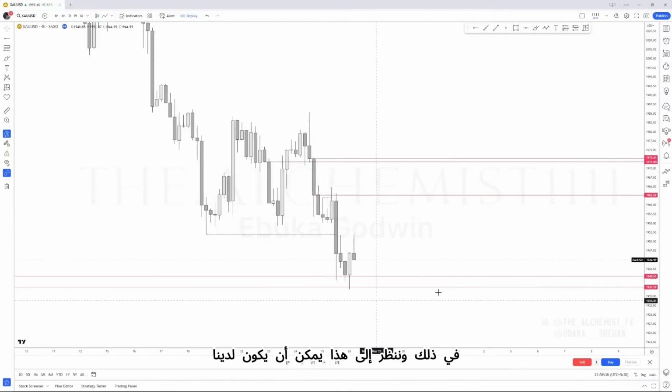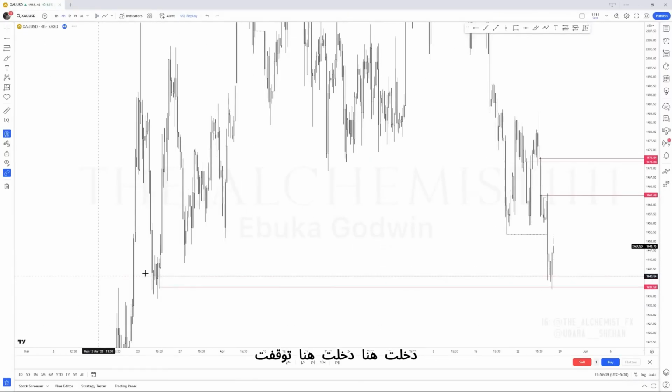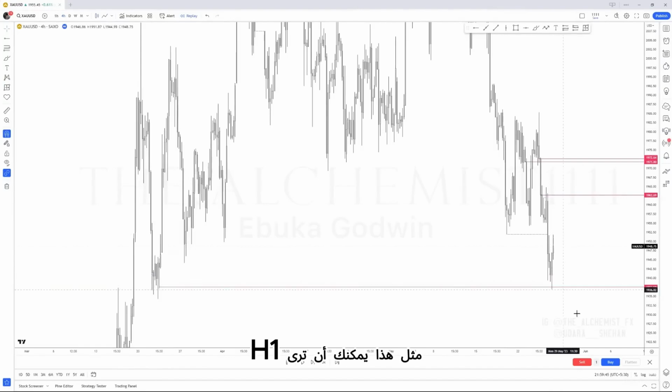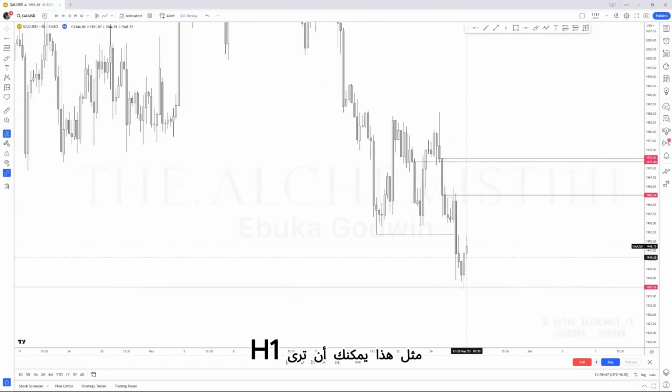Look at that. And look at this. We could have entered here. I entered here, stopped out at break even, entered once again in here. This was the daily support, refined to the H1 like this. Can you see it?